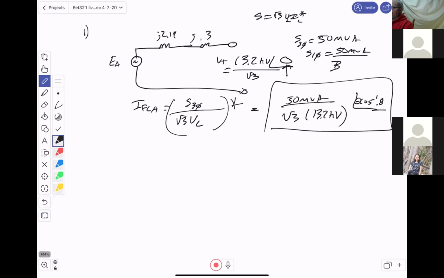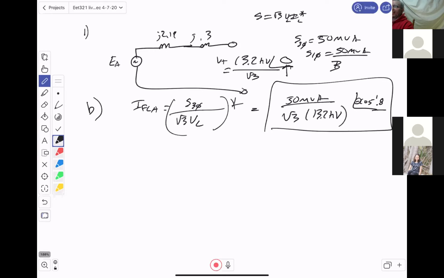Do I need to actually calculate what the full load amps are, or do you feel like you all can do that? I'm all set there, Paul. Okay. So that's my full load amps, which is part B, right?